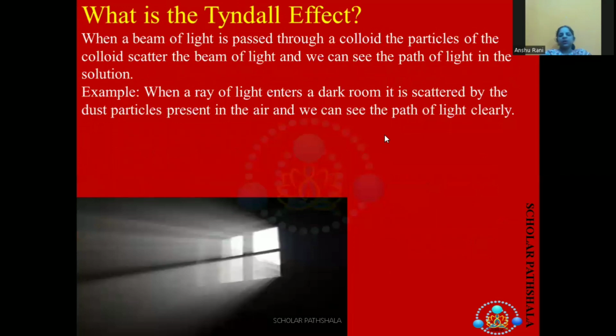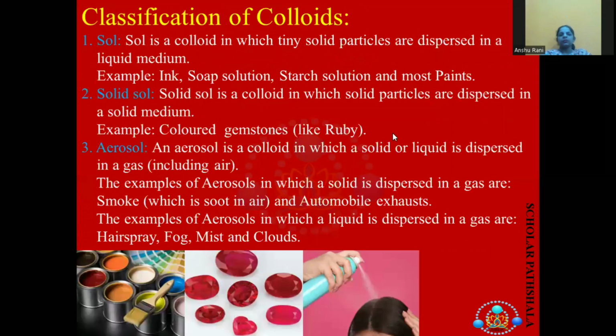Then what is Tyndall effect? It is scattering of a beam of light. You can see in a dark room, there is scattering of the beam of light, making a cone-like structure. Or you can see in a dark, dense forest, if light is coming between the trees, it scatters the beam of light. It is called Tyndall effect.